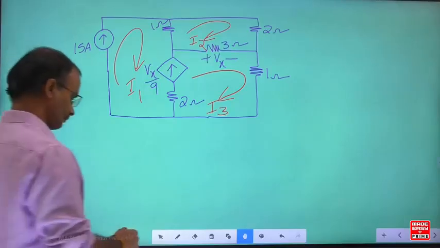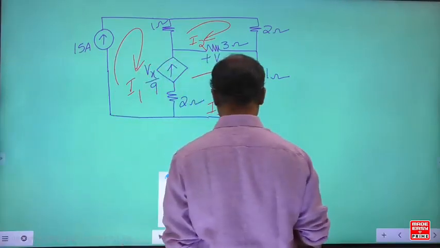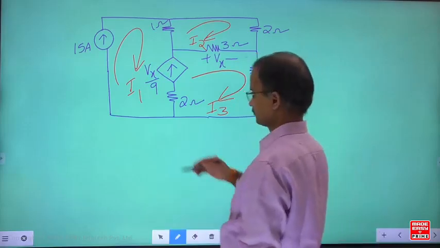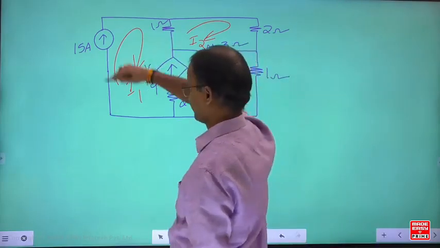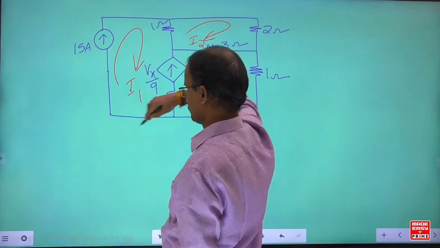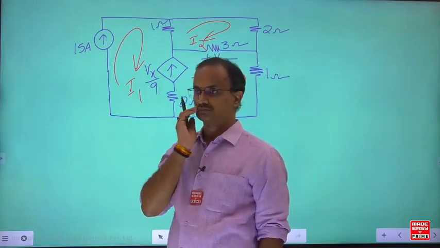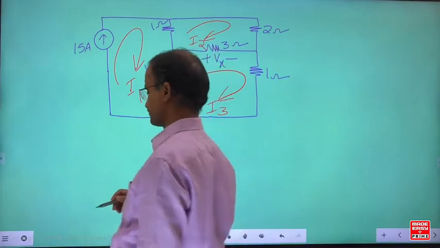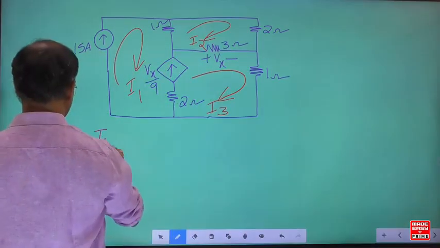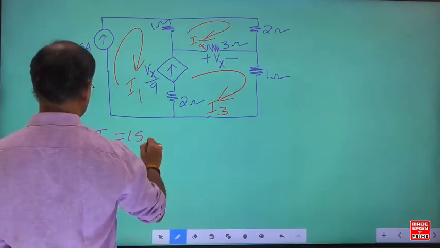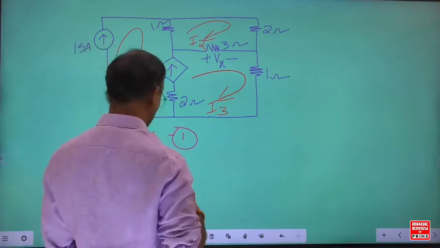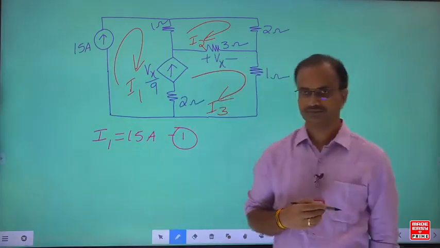Now for this example, look here, I1 is acting upwards, and 15 is also upwards. Can I write this, sir? I1 equals 15 amperes. I1 equals how much? 15 amperes.